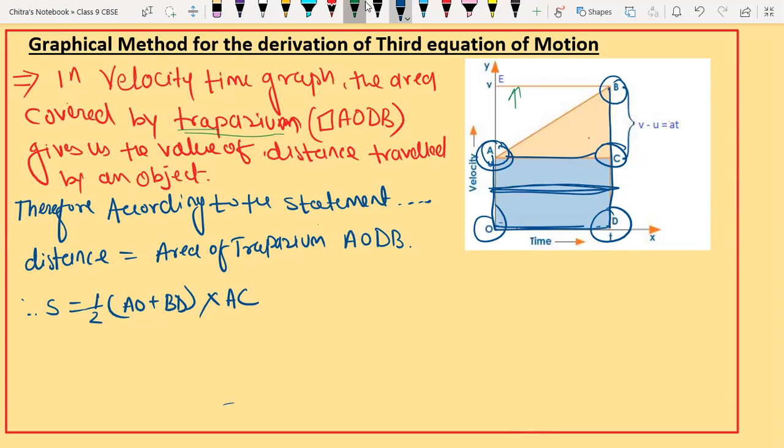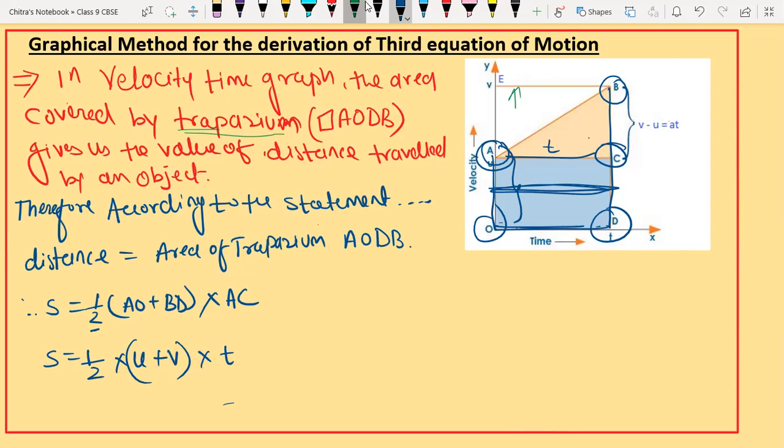Okay. So now we are going to put the values here. We have S equals to, I am transferring this 2 to the other side, or we will transfer that later. So it is half into, what is AO? AO is U. Yes, U plus what is BD? BD is V, final velocity, into AC. What is AC? AC is time T.